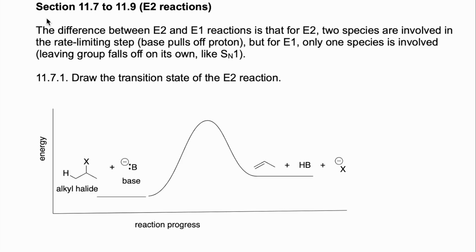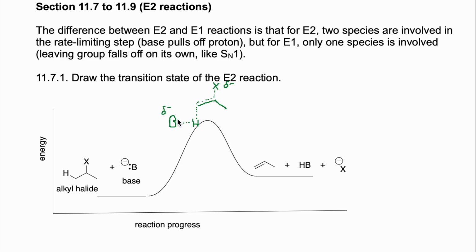There are two different types of elimination reactions. Similar to the substitution reactions, we have one called E2, where two things are coming together in a one-step reaction. Let me draw what the transition state looks like. The base is pulling off the proton at the same time that the leaving group is leaving. So here is how that looks.